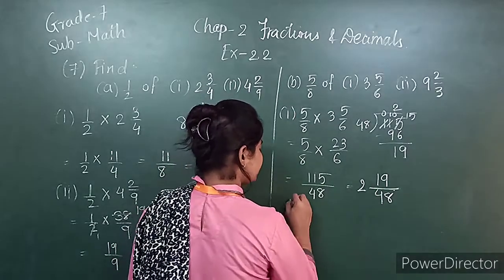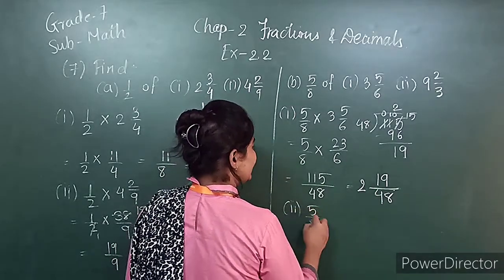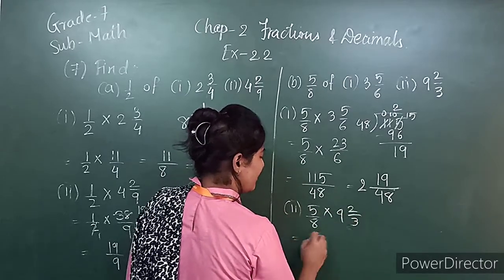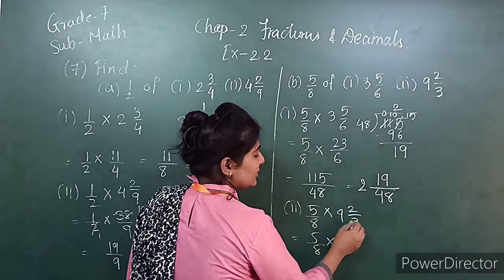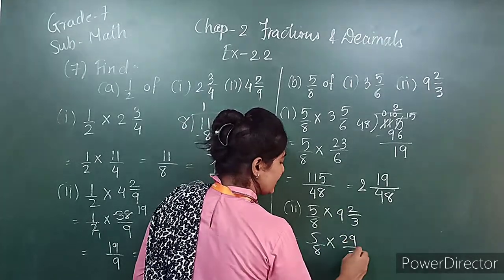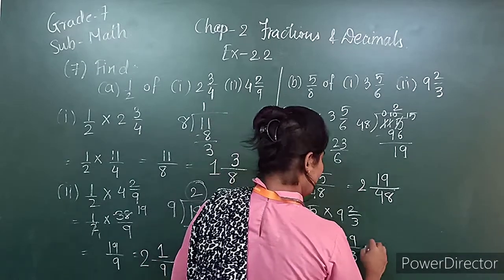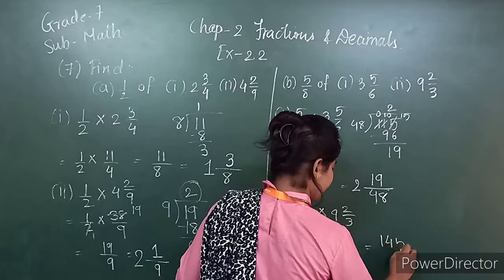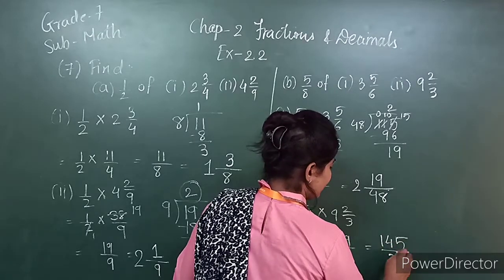Then the second one, 5 upon 8 into 9 2 by 3. So here 3 9s are 27, 27 plus 2 is 29. So it is 29 into 5. Now 5 into 29 is 145 upon 8 3s are 24.